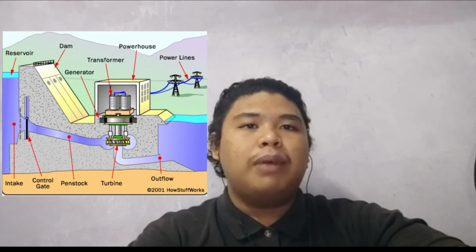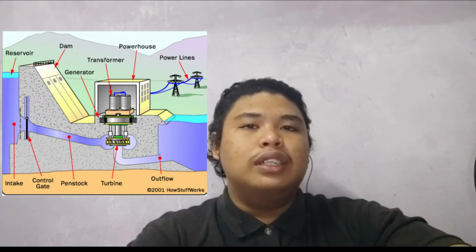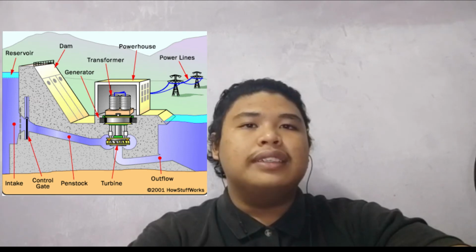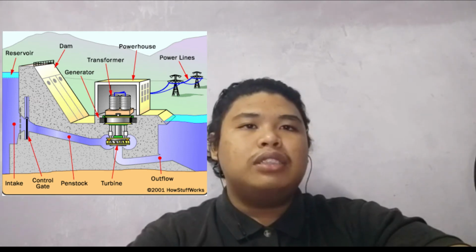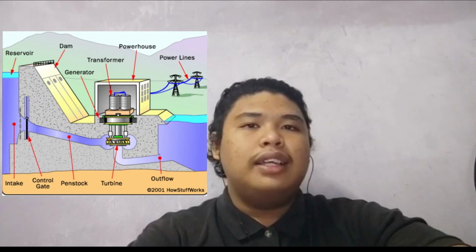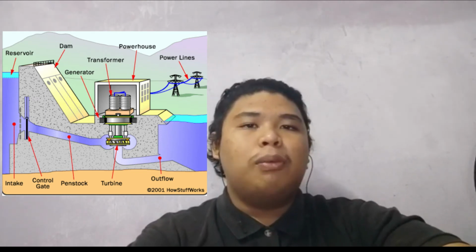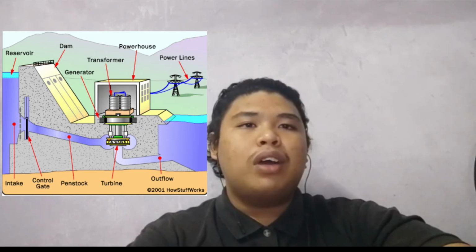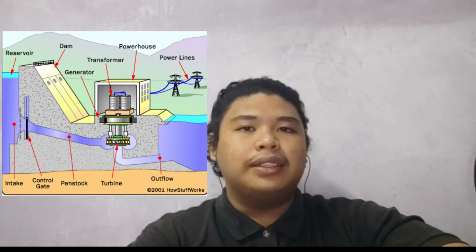Next, turbine. The water strike and turn the large blade of a turbine which is attached to a generator above it by way of a shaft. Next, generator. As the turbine blades turn, so do a series of magnets inside the generator. Giant magnets rotate past copper coil producing alternating current AC by moving electrons. Next, transformer. The transformer inside the powerhouse take the AC and convert it to the higher voltage current.